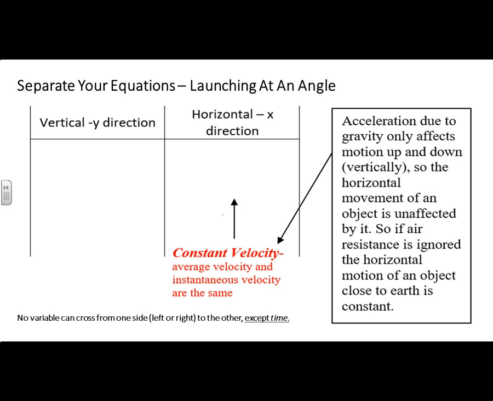Let's look at our variables and see how they are the same and how they changed. So in the vertical direction, we always have acceleration due to gravity. Acceleration due to gravity close to the Earth is negative 9.81 meters per second squared. So we have our displacement in the y direction, which is also the same. And our time, the time will be the same. Time is scalar.